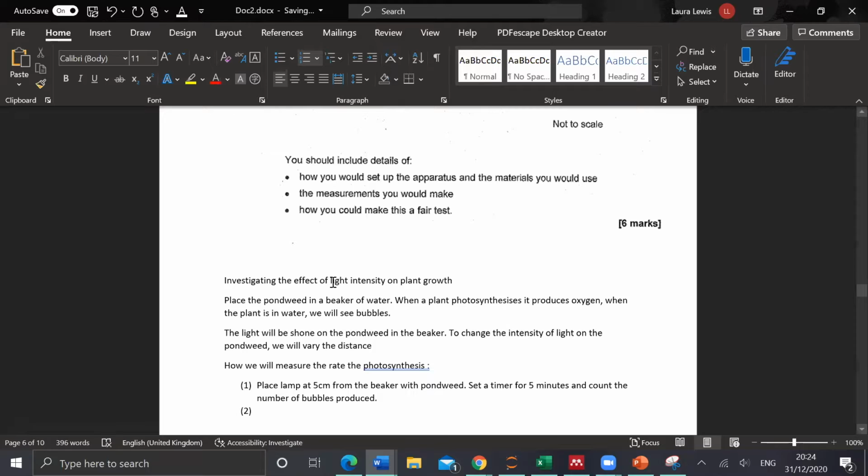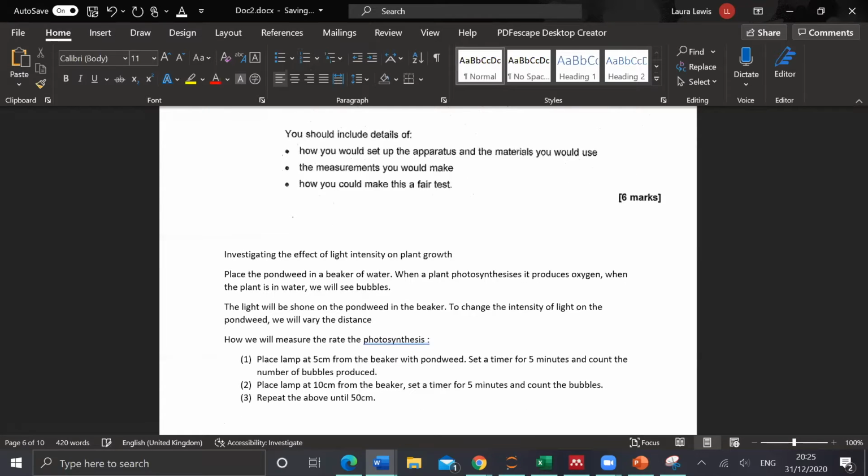A second, place lamp at 10 centimeters from the beaker, and you need to have the same time as well. Set a timer for 5 minutes and count the bubbles. We repeat the above until something sensible like 50 centimeters.